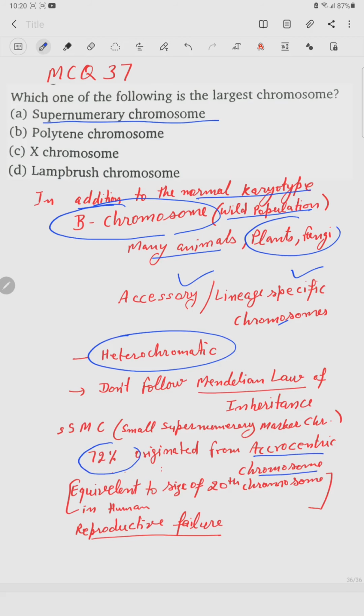acrocentric chromosome. These do not follow Mendelian law of inheritance. These are equivalent to the size of the 20th chromosome in human, and in human being or in other animals also, these may be responsible for reproductive failure.